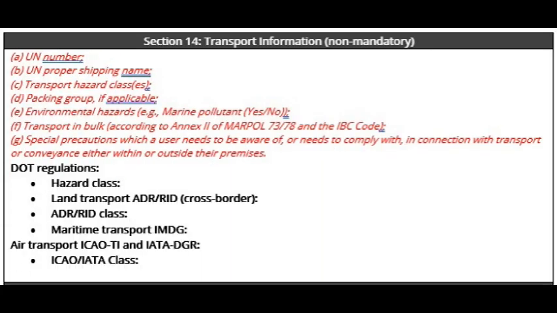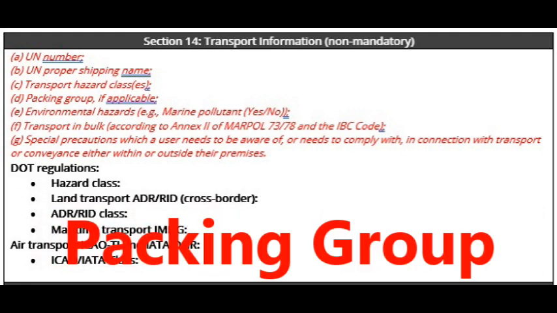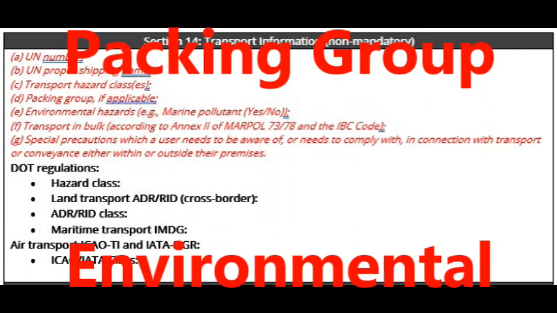The next line in this section is packaging groups, only if applicable. A packaging group of substances, other than those listed in hazard classifications 2, 6, and 7, in accordance with the degree of danger, are present. Packing group 1, substances presenting high danger. Packing group 2, substances presenting medium danger. And lastly, packing group 3, substances presenting low danger.